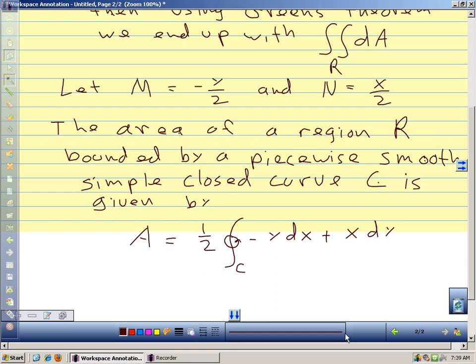And often, if you have a complicated region, it's much easier to evaluate this line integral than it is to evaluate the double integral over the region. So this is just another application of Green's theorem. So any questions on the setup, how we set this up?